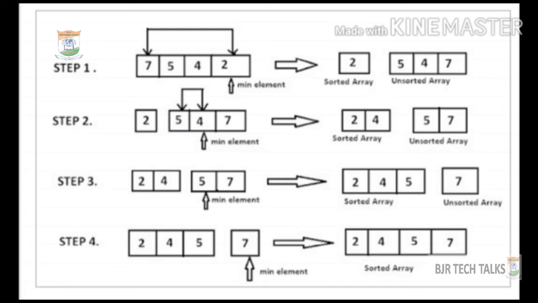Step 3. The unsorted list is again scanned for the smallest element, that is 5. The smallest element 5 has to be swapped with the first element in the unsorted list, but 5 is the first element, so there is no need of swapping and 5 is moved to the sorted list.